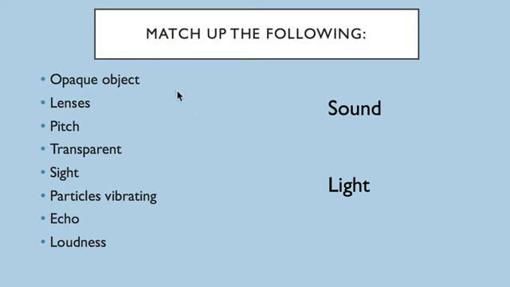Okay, so I'd like you to have a little look at the list of words down here. These are hopefully words that you've seen before. And then we've got two of our words. So we've got sound and light here. These words here link up to either sound or light. What I'd like you to do is have a little think about which words you think link up with each of those things. Have a go at doing that. And then I'll show you the answer in a second.